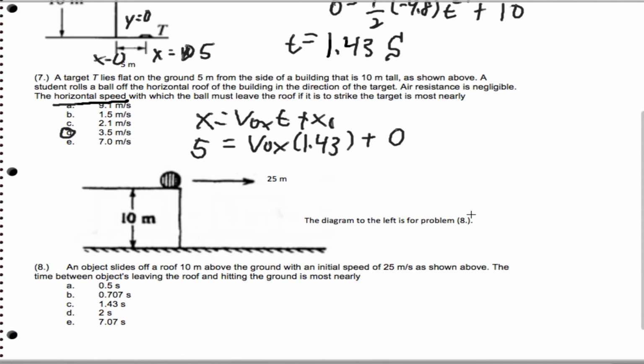All right, moving on to problem number 8. It says an object slides off a roof 10 meters above the ground with an initial speed of 25 meters per second, as shown. The time between the object leaving the roof and hitting the ground is most nearly.